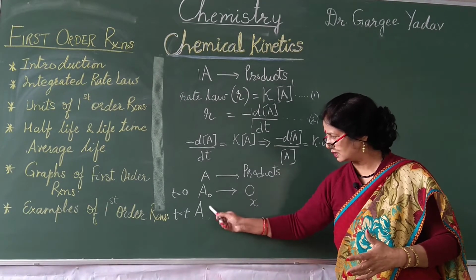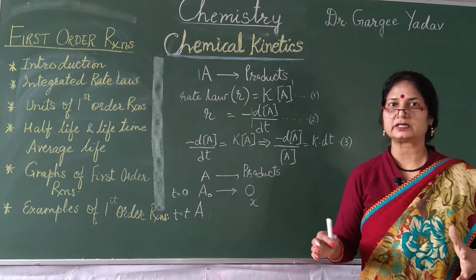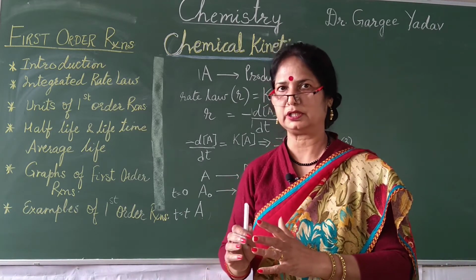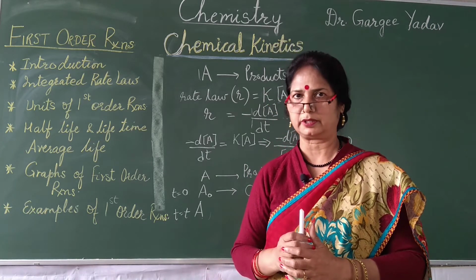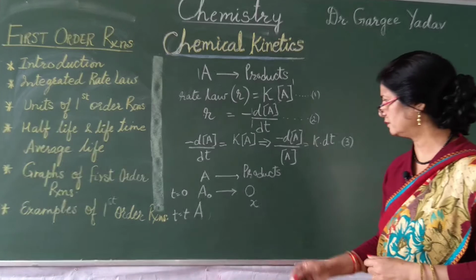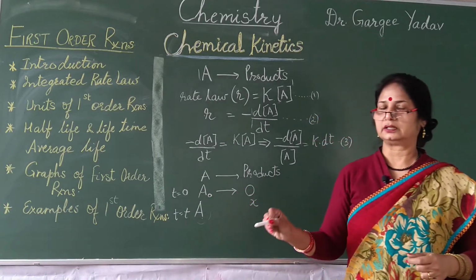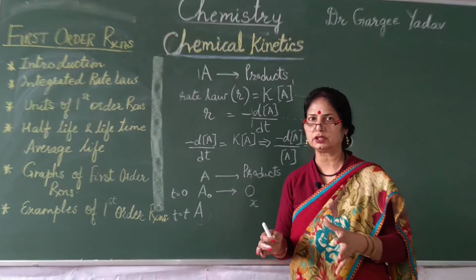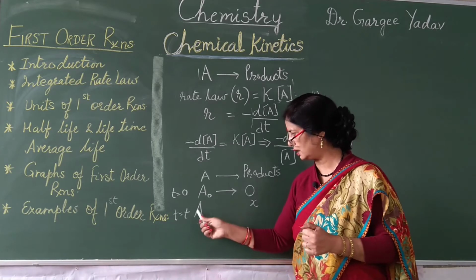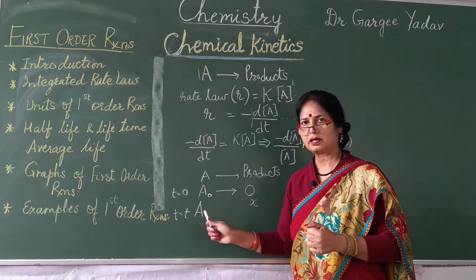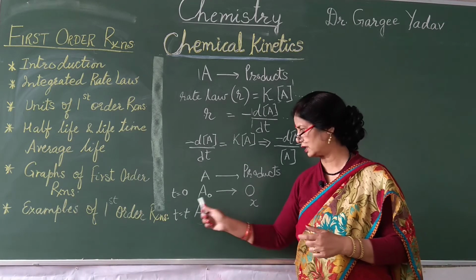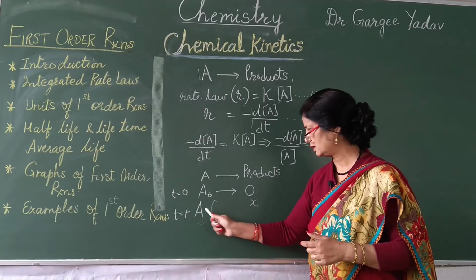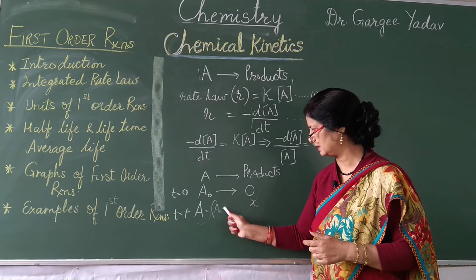What does this A signify? A signifies the amount that is remaining. Suppose 40% of the reaction has been completed, then 60% will remain. So this A signifies the amount remaining, because this is the point of maximum confusion when you are doing the numericals. So this A will signify the amount that is remaining after time t. In fact, it is A0 minus x.